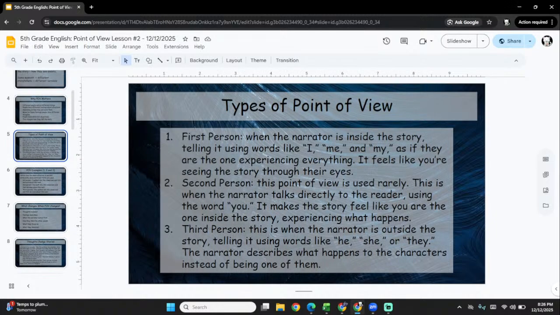First person point of view is when the narrator inside the story is using words like I, me, and my. For example, let's say you are telling a story. You will say, I went to the park. If you are telling the story to someone else, to your friend, you will say, you went to the park. You played with your friends.